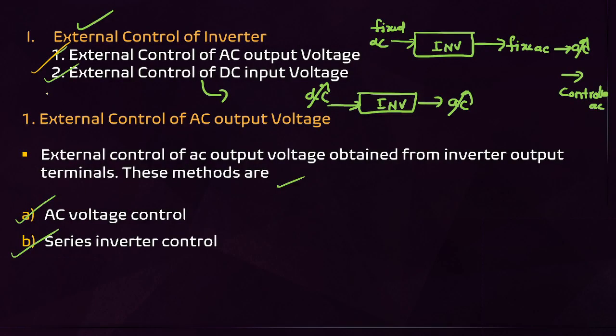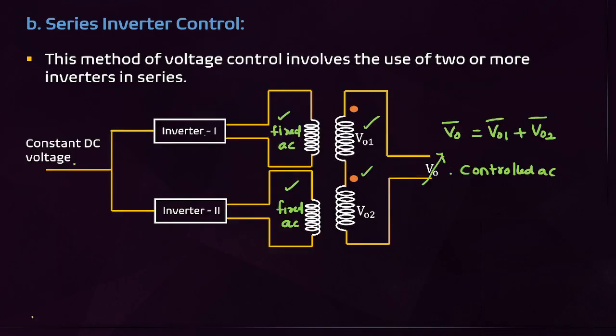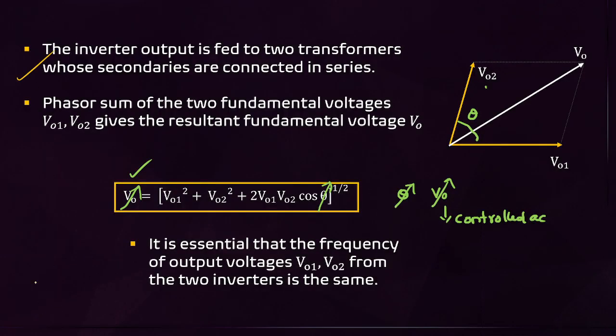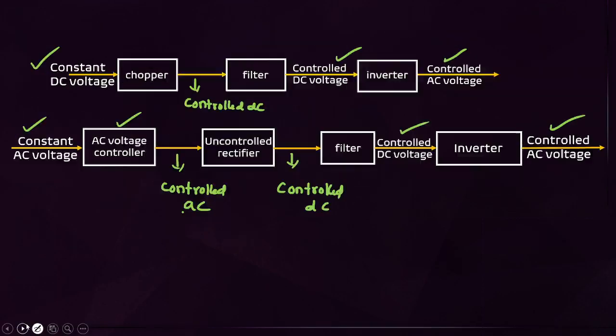External control of AC output voltage and external control of DC input voltage. External control of AC output voltage uses AC voltage control and series inverter. This is the AC voltage control method that you have to concentrate on. This series inverter control is not important for GATE point of view. I just gave some points; please go through this one. Then external control of DC input voltage: these are the external control methods.